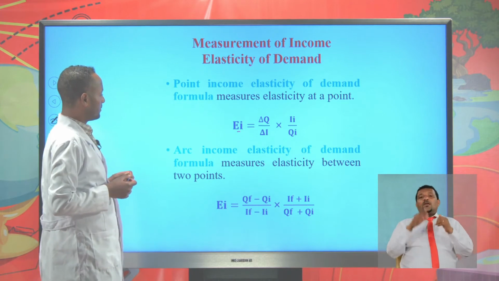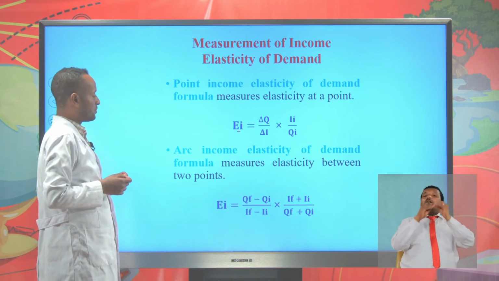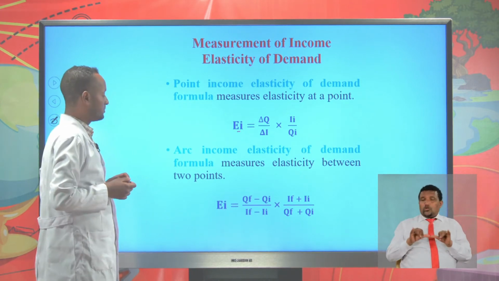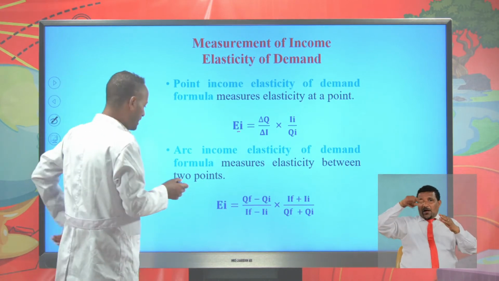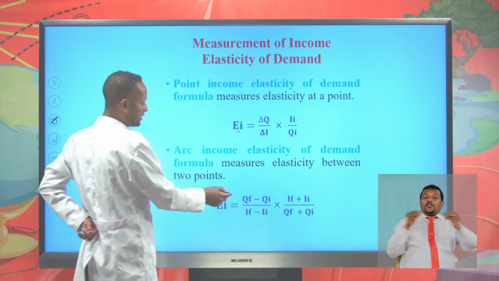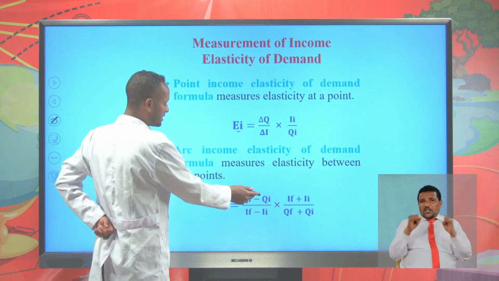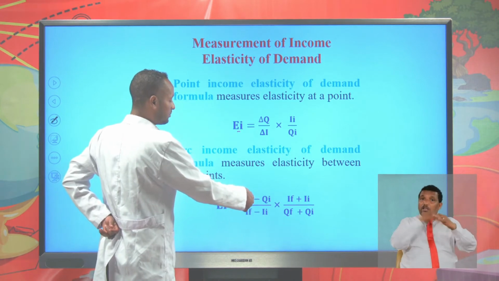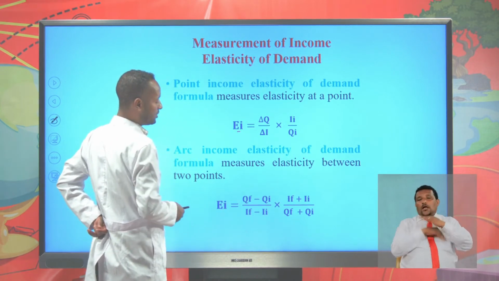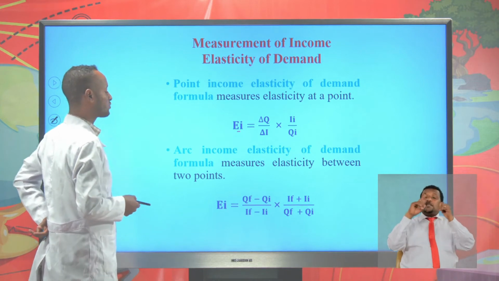The arc income elasticity of demand formula is used to measure income elasticity of demand between 2 points on a linear demand curve. Mathematically, the income elasticity of demand is calculated by dividing the final quantity minus the initial quantity, divided by income final minus income initial, multiplied by income final plus income initial divided by quantity final plus quantity initial.